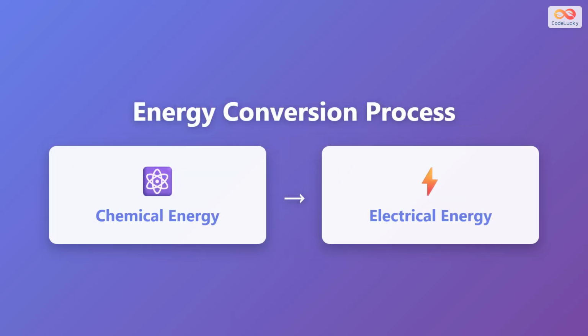The fundamental purpose of a battery is energy conversion. Chemical energy stored in the battery's materials is converted into electrical energy that we can use. This is a direct energy transformation, where the potential energy in chemical bonds becomes the kinetic energy of moving electrons. This conversion is what makes batteries such useful portable power sources.